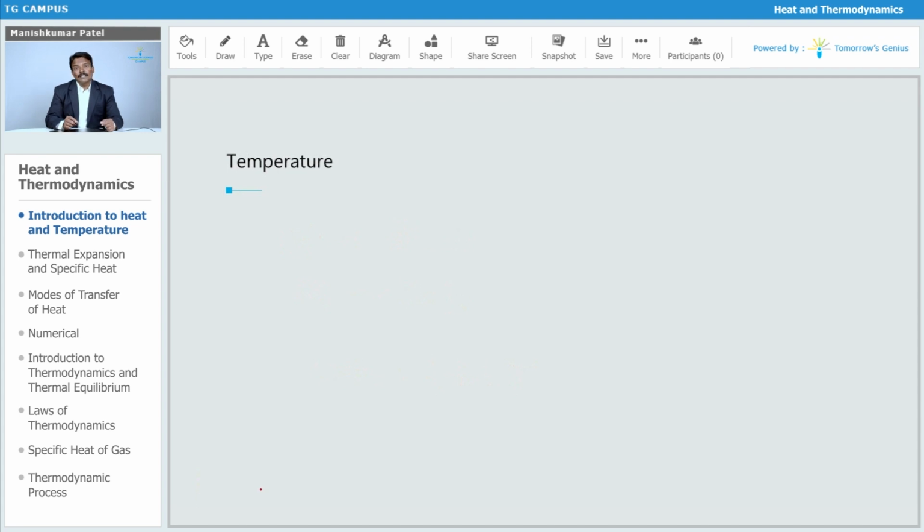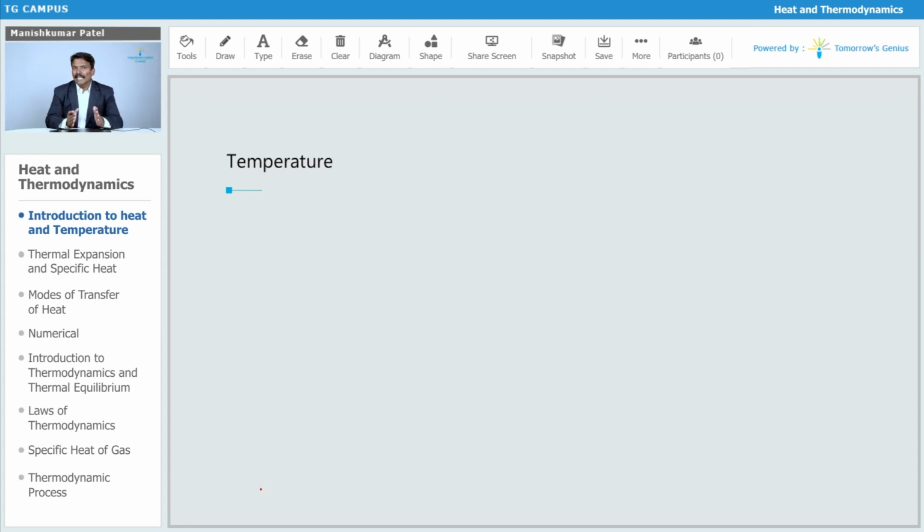Now what is temperature? The temperature that we measure is obviously the hotness or coldness of the body. It determines how hot or how cold the body is. That we define with the help of temperature. So how are we going to measure the temperature? We have to use some reference system to measure temperature first of all.